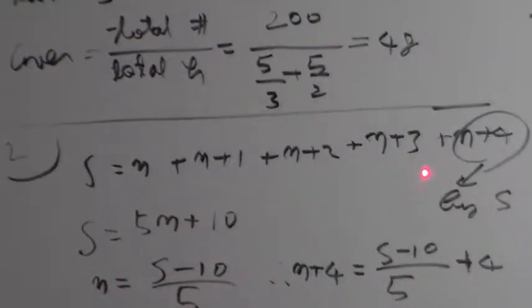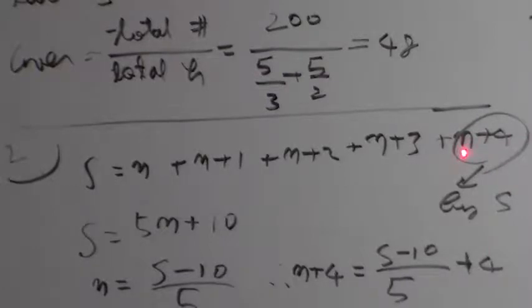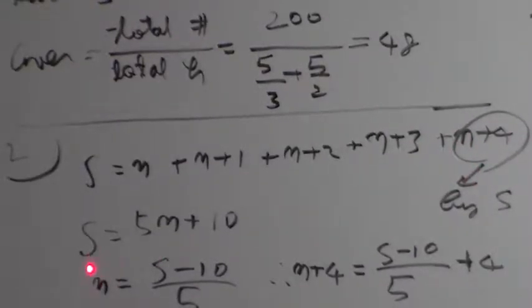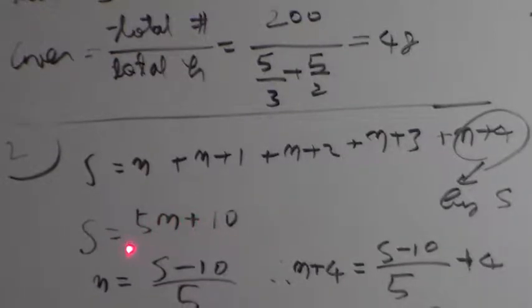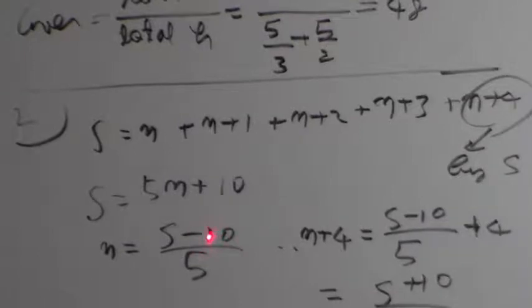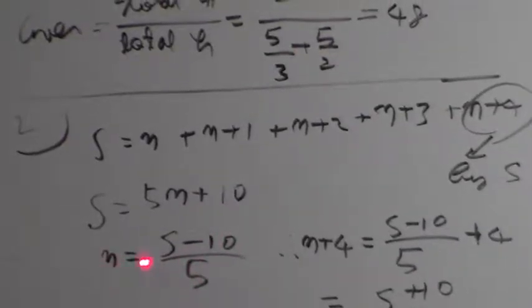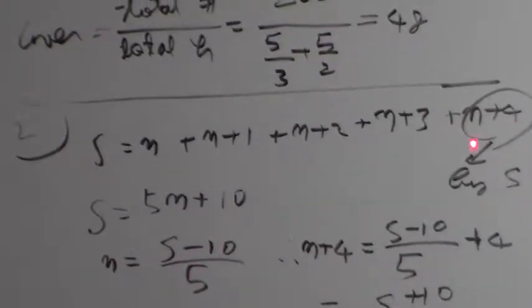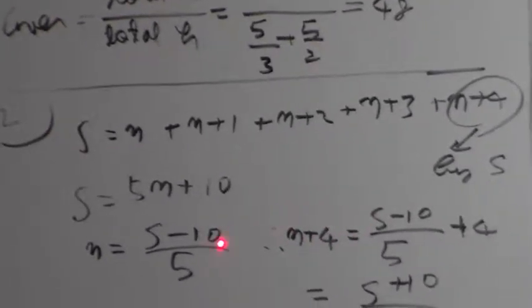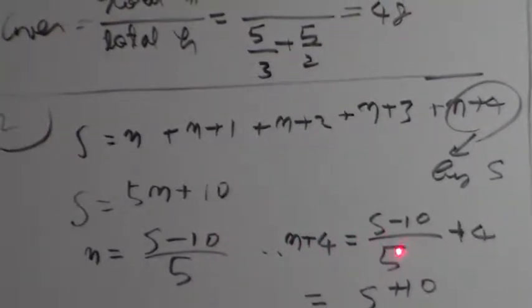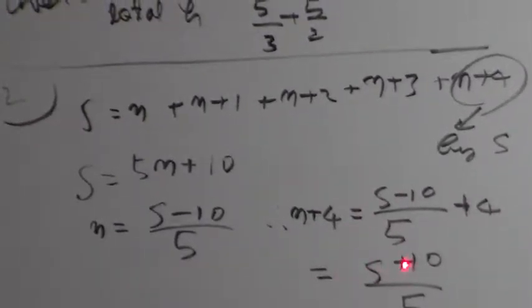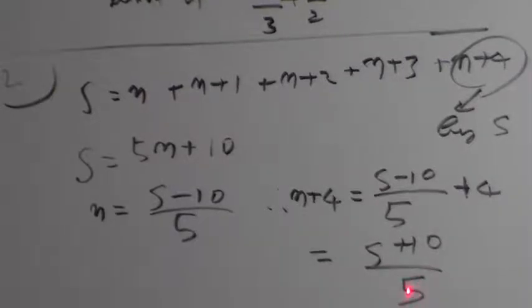So this number is the largest one. It should be expressed by s, so we have to convert s by n. From here, n is s minus 10 over 5. Then simply plug in there. So the largest is n plus 4. So that is s minus 10 over 5 plus 4. That's going to be s plus 10 over 5.